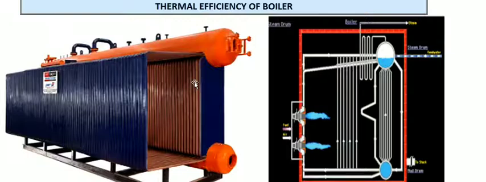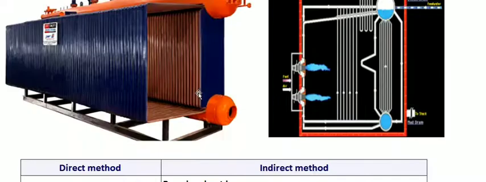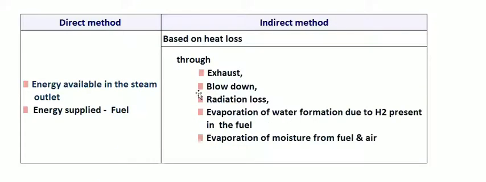So we want to avoid or minimize the losses in order to reduce our operational and maintenance cost. So how can we identify the losses? Definitely we want to check the performance. For that we want to find out the efficiency. There are two types we can use to find it out: one is the direct method and another is the indirect method.